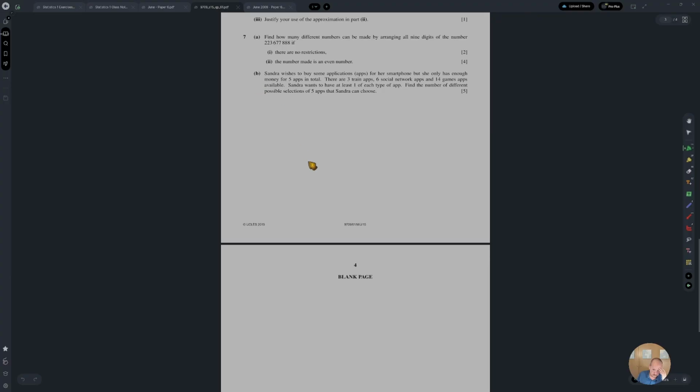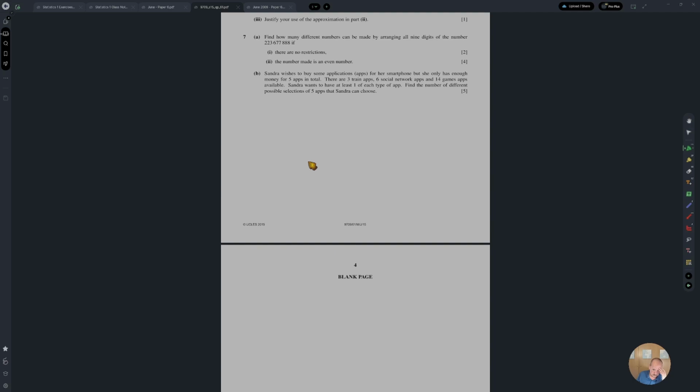Then you have Sandra, who wishes to buy some apps for her smartphone, but she only has enough money for 5 apps in total. There are 3 train apps, 6 social network apps, and 14 games apps available. Sandra wants to have at least one of each type of app. Find the number of different possible selections for 5 apps that Sandra can choose.